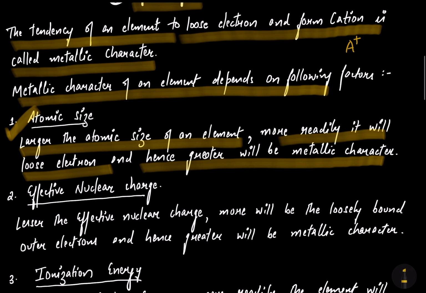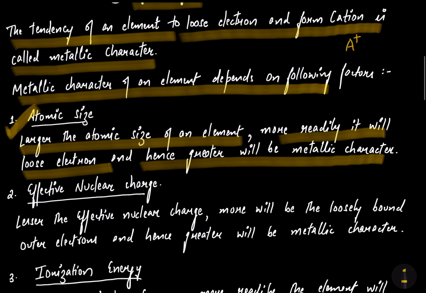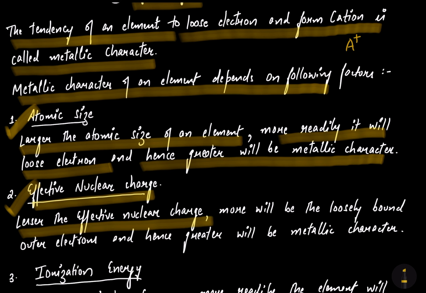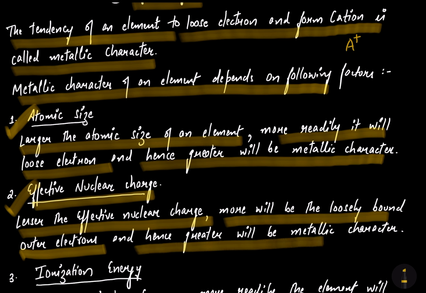The second factor will be the effective nuclear charge. Now, lesser the effective nuclear charge, more will be the loosely bound outer electrons, more easily they will be lost, and hence greater will be the metallic character. It will form cation very readily, hence lesser the effective nuclear charge, the more will be the metallic character.